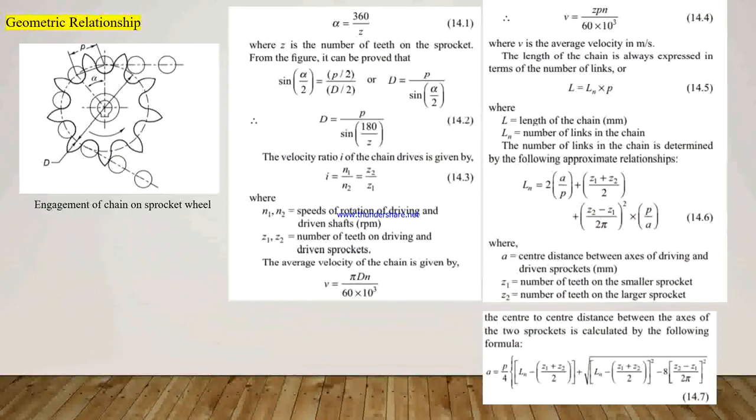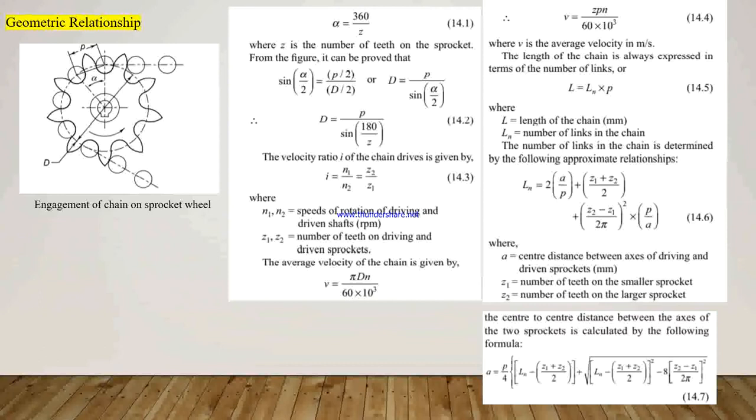Next, we see the geometric relationship. To see the geometric relationship, first we consider the engagement of chain on sprocket wheel as shown in the figure. Here there is a sprocket and a chain engaged with the sprocket wheel. Here D is the pitch circle diameter of the sprocket, and alpha is the pitch angle. The pitch circle diameter is the diameter of the imaginary circle that passes through the centers of the link pins as the chain is wrapped on the sprocket.